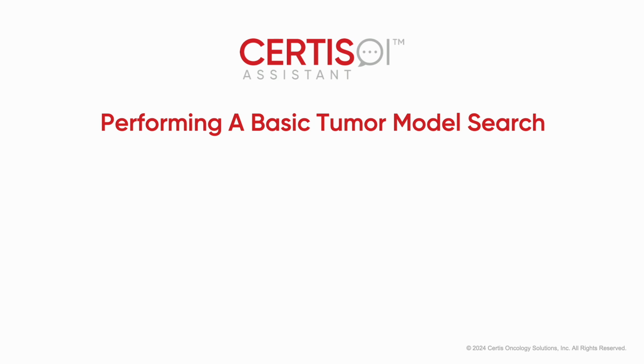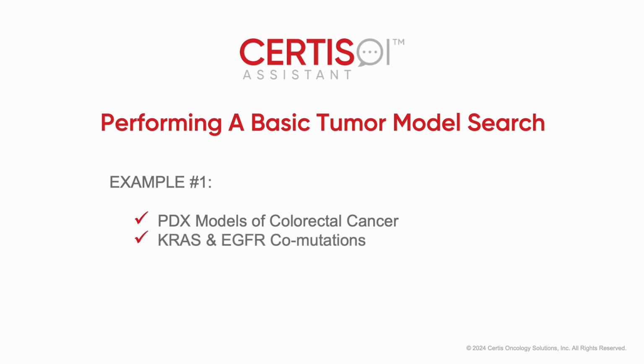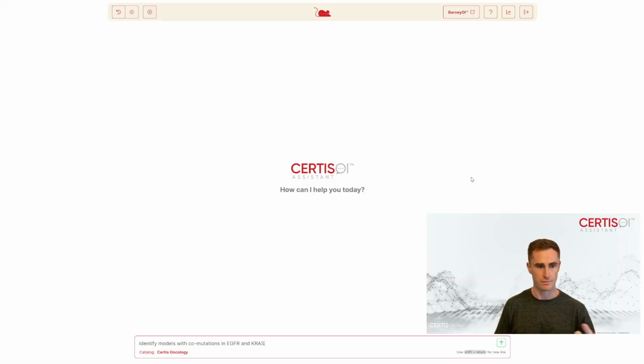Okay, for this first example, let's explore model selection for a preclinical study. In this scenario, we're looking to test a novel compound on colorectal models, specifically models that have a mutation in the KRAS and the EGFR gene. With the assistant, we can just ask for what we want, and it will tell us if there are any models that fit our criteria. So you can see here I'm asking to identify models with co-mutations in EGFR and KRAS. And you just hit enter.